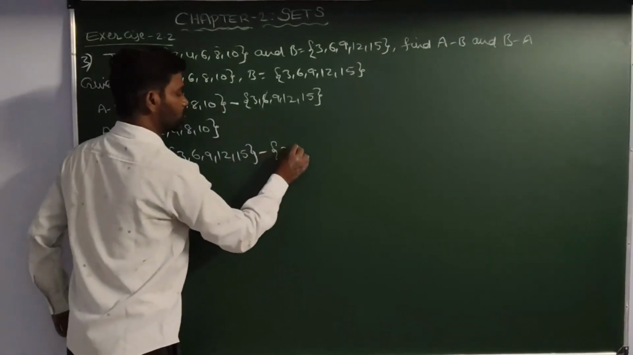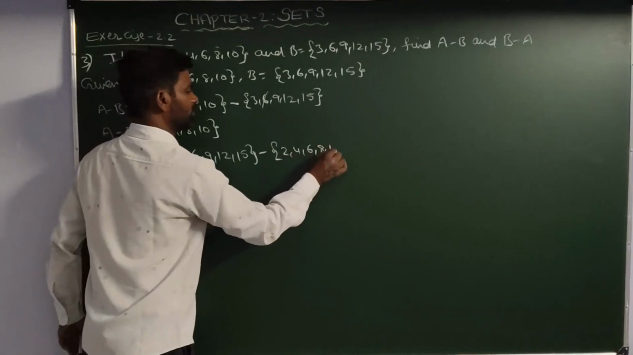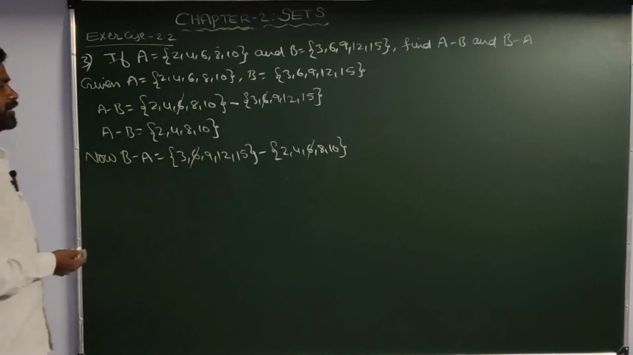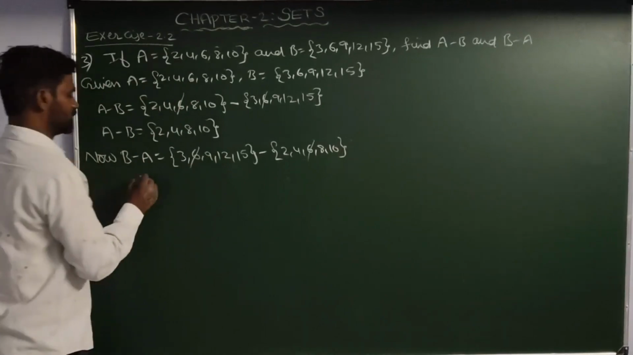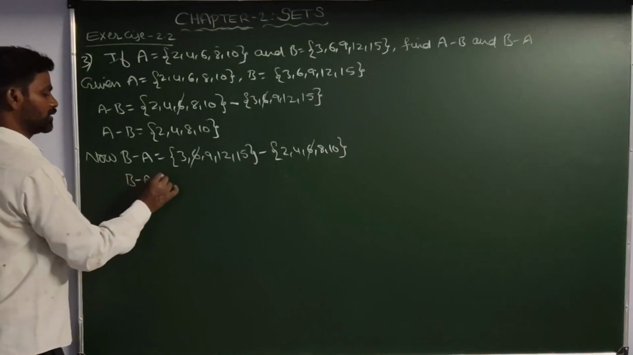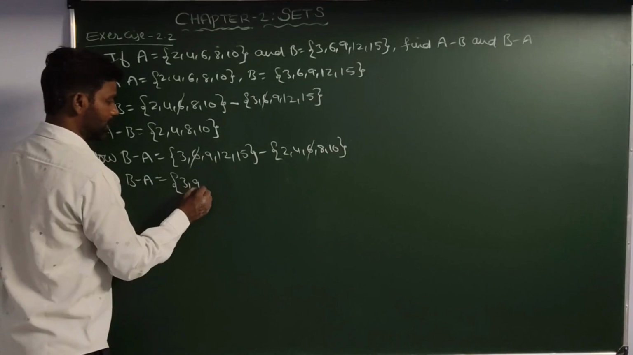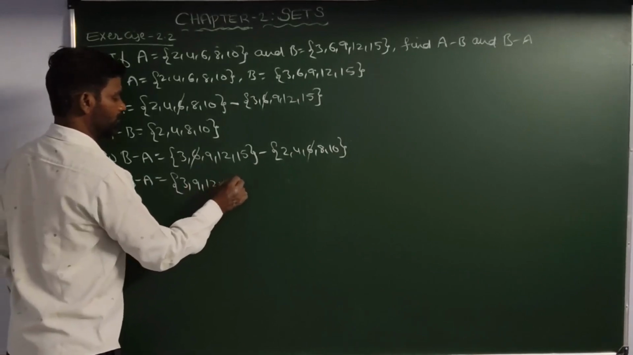What are the elements of A? 2, 4, 6, 8, 10. So only 6 we can cancel. Why? Because the common element is only 6. So what is the answer? That is, B minus A is equal to {3, 9, 12, 15}.